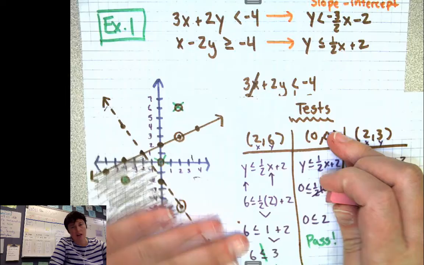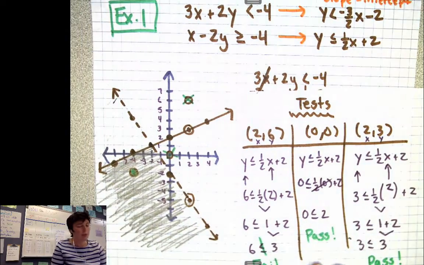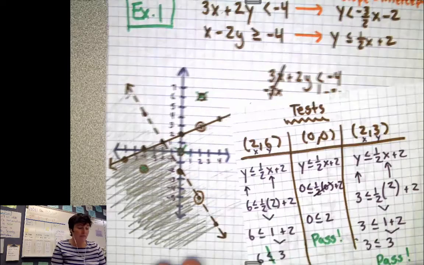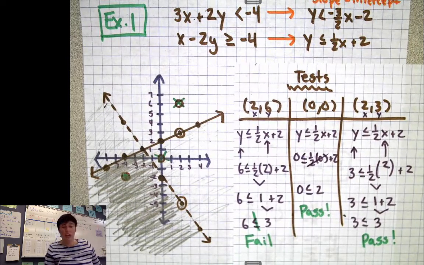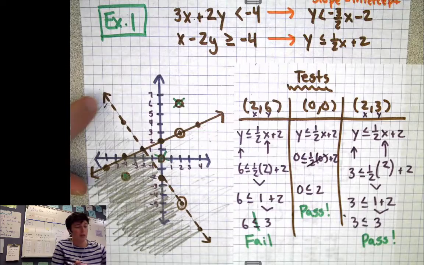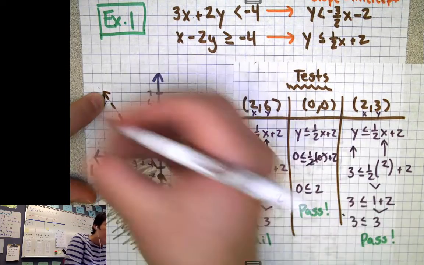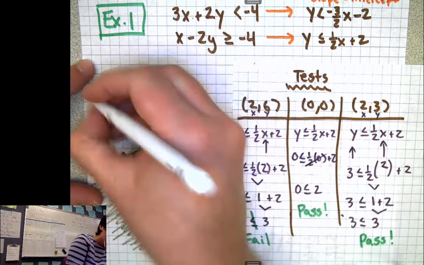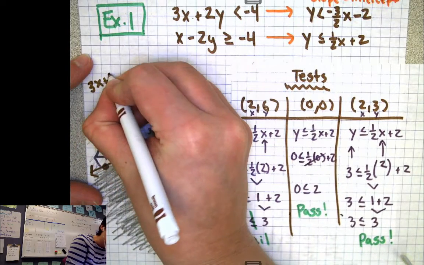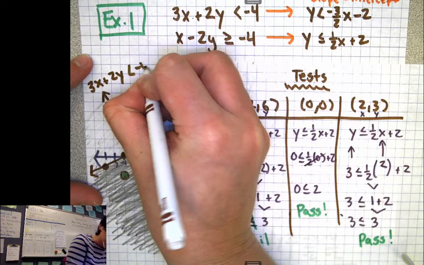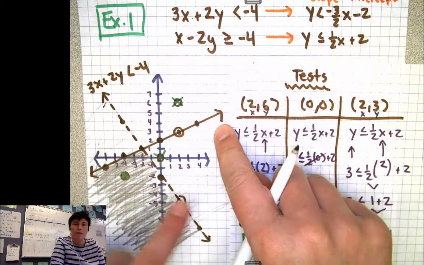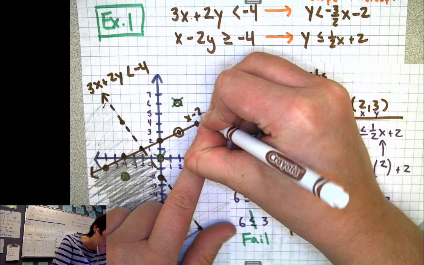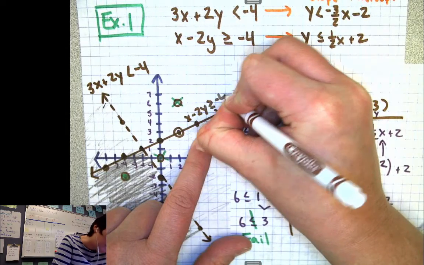I know it's kind of a lot of work to do all that, but really that's just helping us track down this final solution, this dark shaded region. And then I think we pretty much got it. What am I forgetting? I'm forgetting to label my lines. So up by the top arrow, the first one, I'm going to use the original equation that we started with, 3x plus 2y is less than negative 4. And then for this line, I'm going to use the original equation, which was x minus 2y is greater than or equal to negative 4.